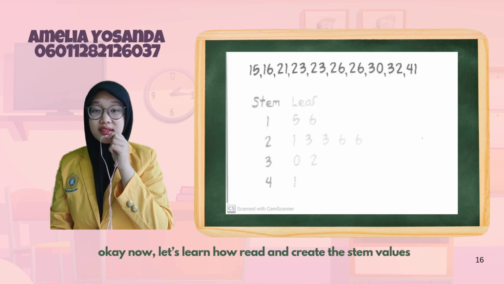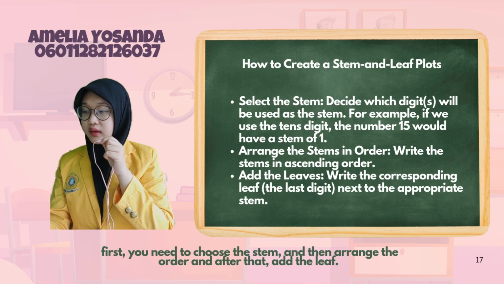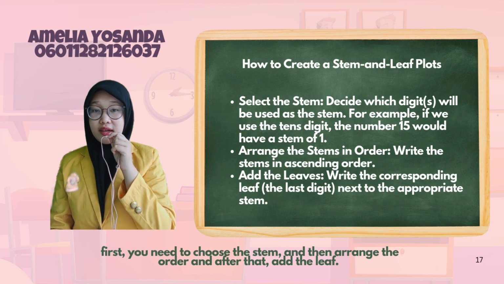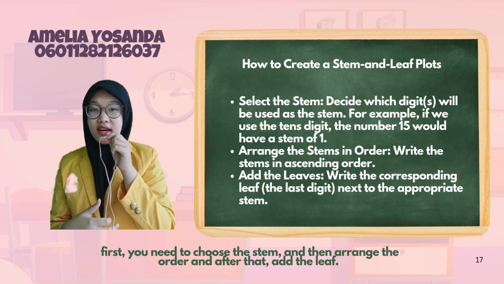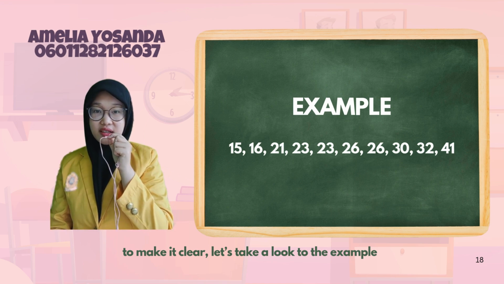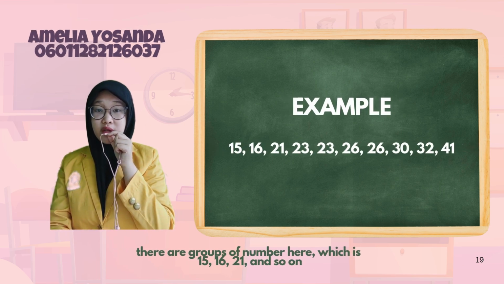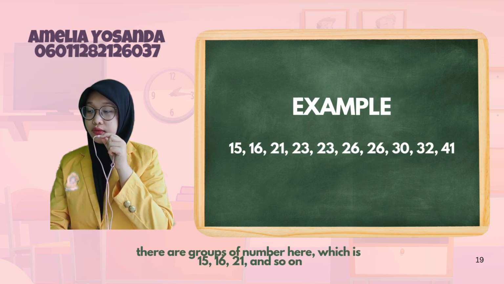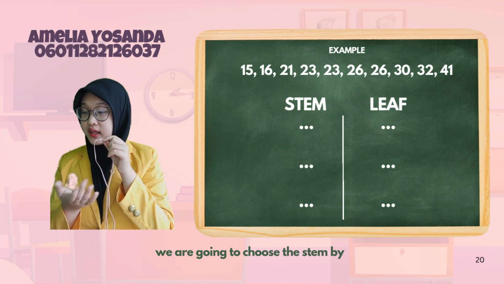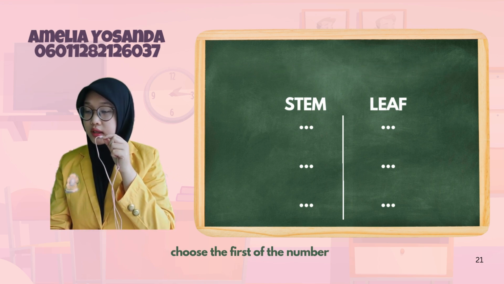Okay, now let's learn how to read and create the stem values. First, you need to choose the stem and then arrange the order, and after that add the leaves. To make it clear, let's take a look at the example. There is a group of numbers here, which is 15, 16, 21, and so on. Now we're going to decide the stem by choosing the first digit of the numbers.